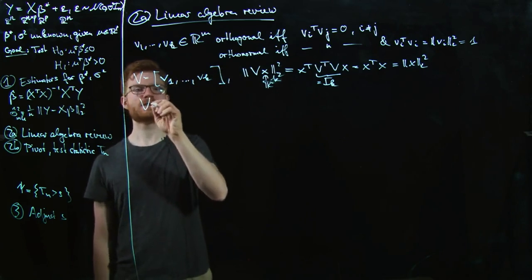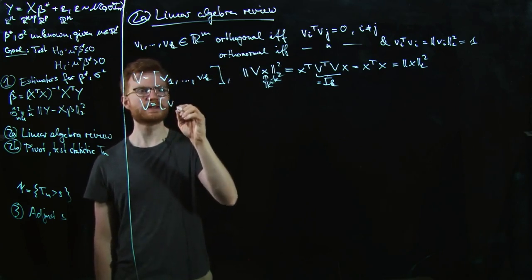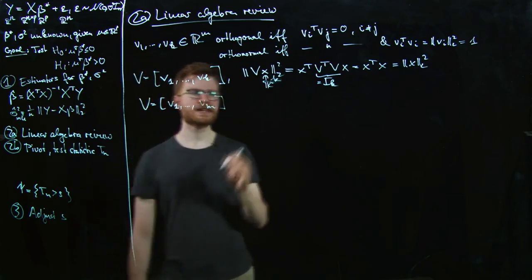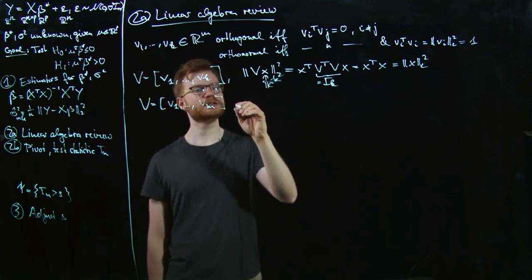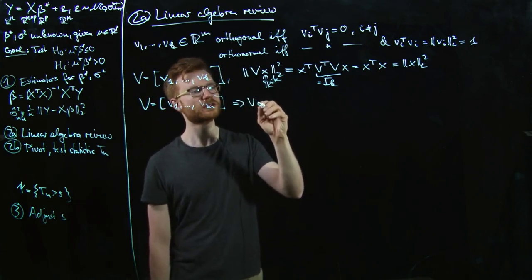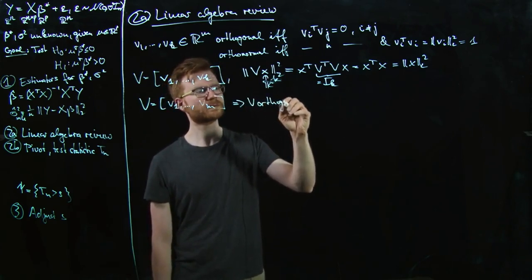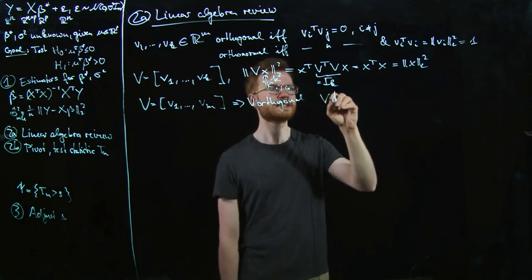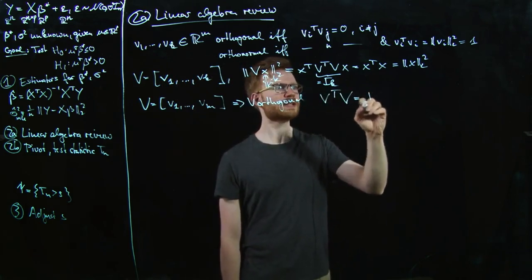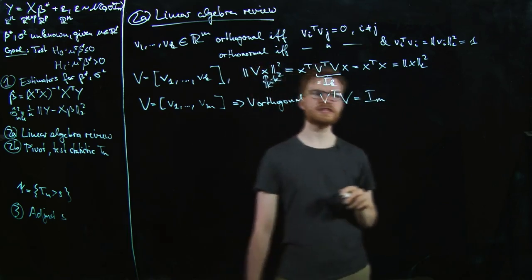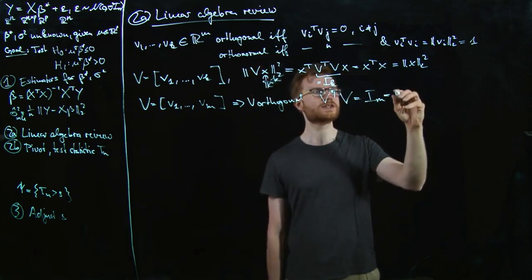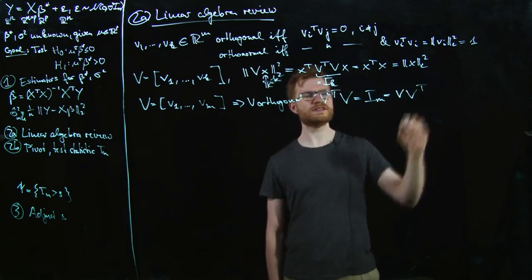Moreover, if I manage to find m such vectors, then we call V an orthogonal matrix. And that means, by exactly the same argument, that V transpose V is the identity matrix on m. And since these are square matrices, the same will hold true for V V transpose.